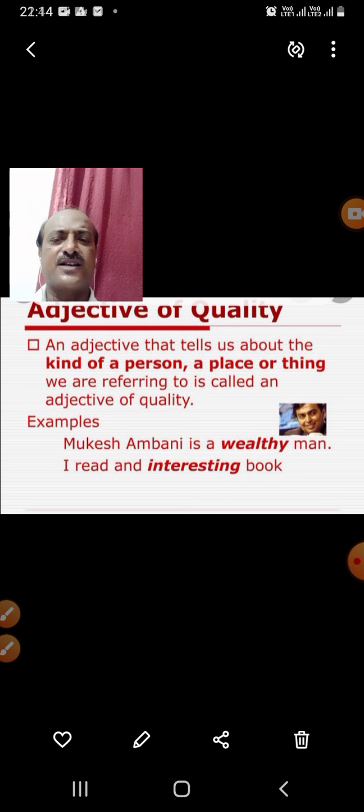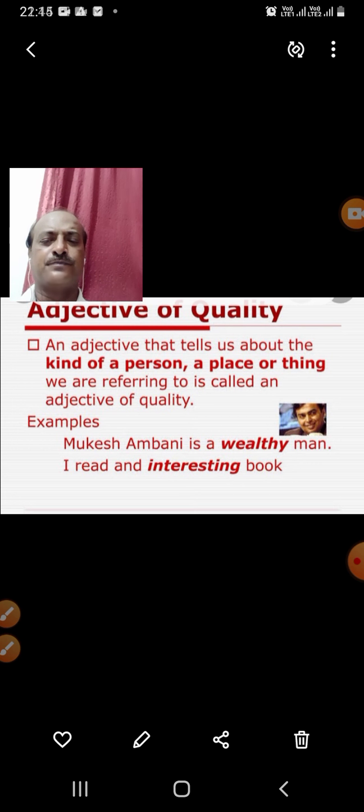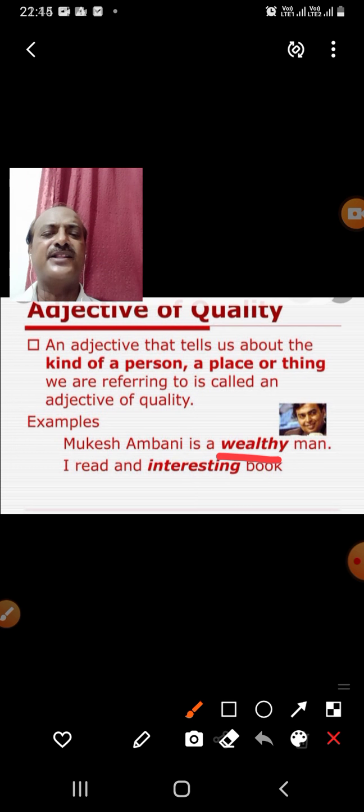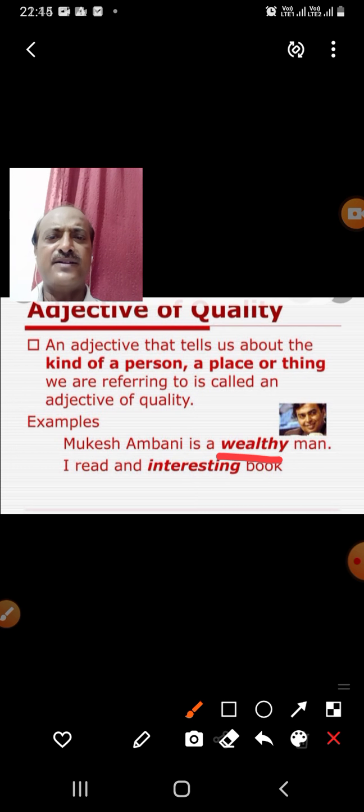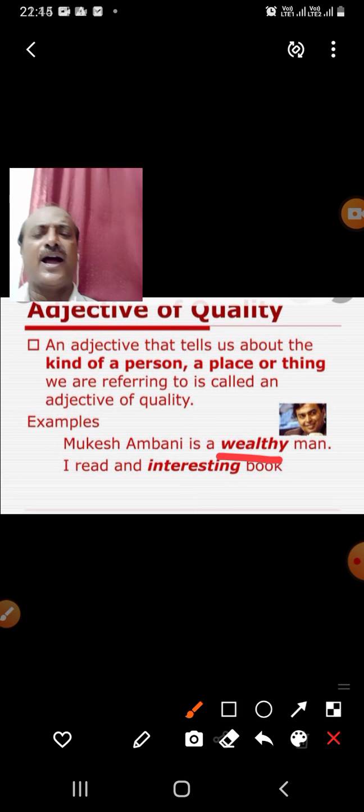Adjectives of quality. An adjective that tells us about the kind of a person, a place or thing we are referring to is called an adjective of quality. They answer the question what kind of. For example, Mukesh Ambani is a wealthy man. What kind of man? Wealthy man. I read an interesting book. What kind of book? Interesting book, dull book, boring book, exciting book.